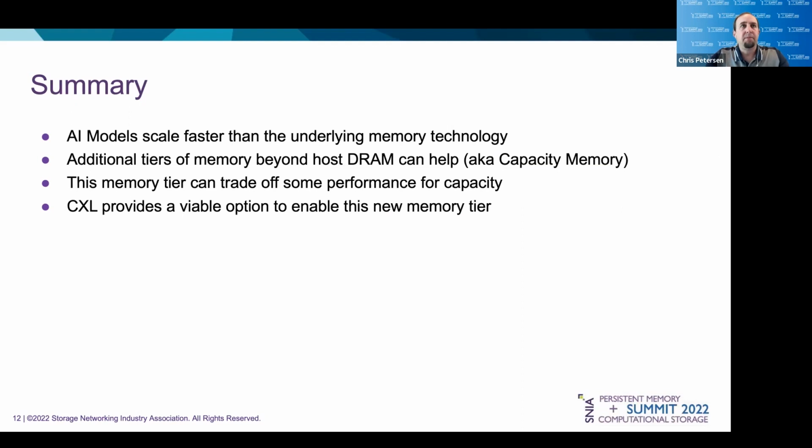So to wrap up, AI models are growing faster than the underlying memory technology, so we need to find new ways to continue to scale. Our work shows that additional memory tiers beyond main memory can help us address these scaling challenges. For example, the tiers that I mentioned earlier, this capacity memory tier. And we're able to trade off performance to help us gain additional capacity as well as additional TCO benefits at the same time.